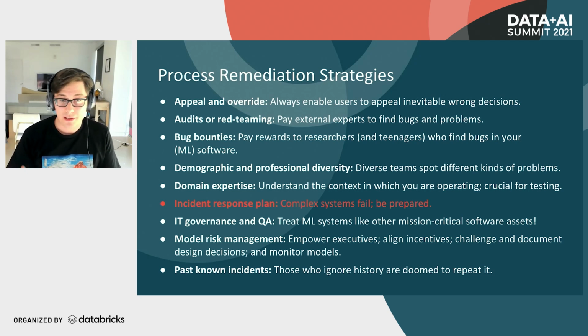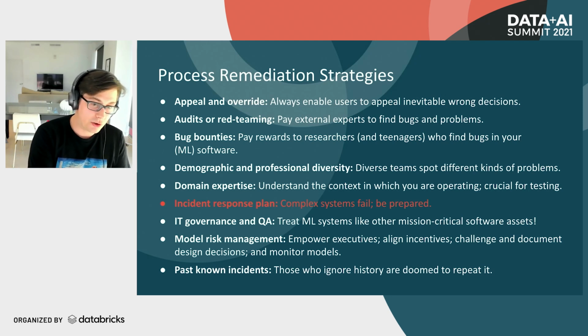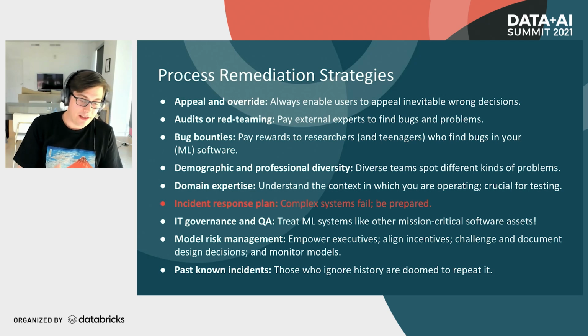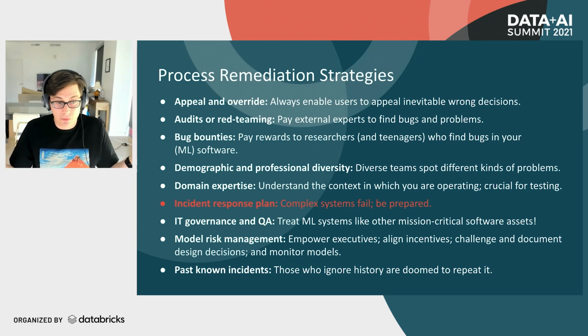Again, there's lots of things like red teaming, paying experts to come in and see if they can break your code. That's done very commonly in the cyber and computer security realm. Why aren't we doing that in machine learning? I don't know. Bug bounties, same idea. Companies pay rewards to people who find bugs in their code. Why aren't we offering that for machine learning? I don't know.